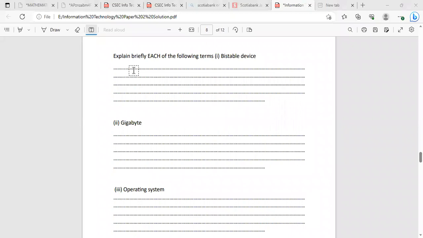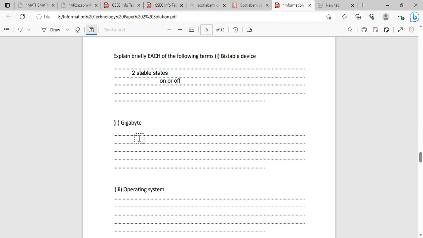All right, so this one is to explain briefly each of the following terms. The first one is bistable. Now, bistable, as the word bi suggests, it has two states, just like a light switch, right? One is either on or off. So that's what they mean by a bistable device, capable of assuming either one of two stable states. And we use a light switch, on or off.